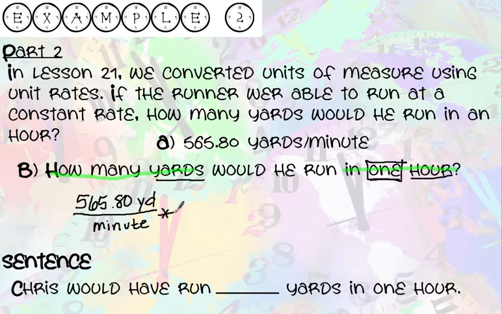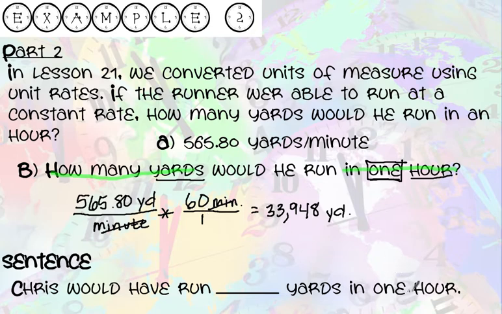And I'm going to multiply that by 60 again because I know that there are 60 minutes in 1 hour. So I'm going to put the 60 over 1 because it is a whole number. Again, my minutes and my minutes are going to cancel out. And when I multiply here, I get 33,948 yards.